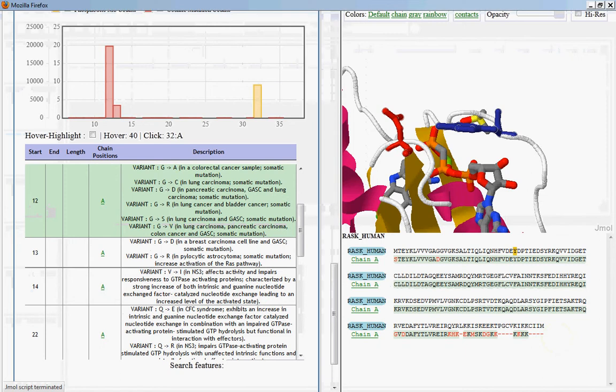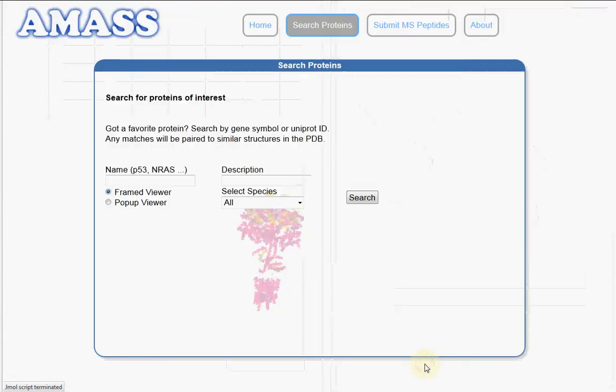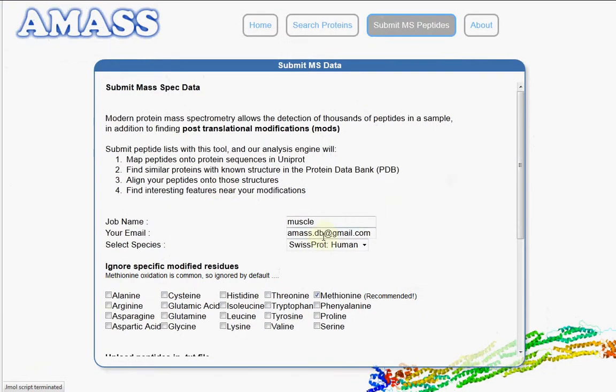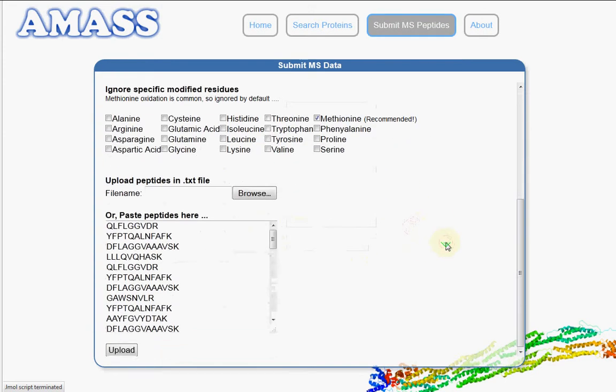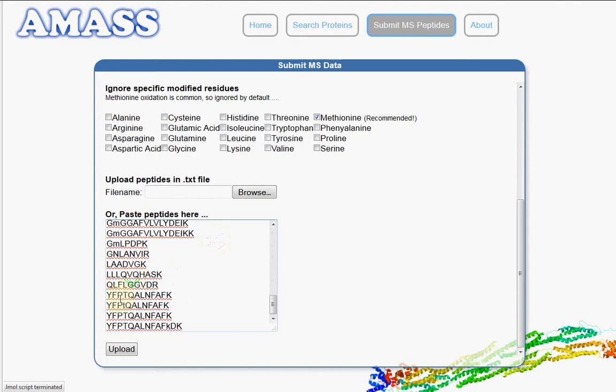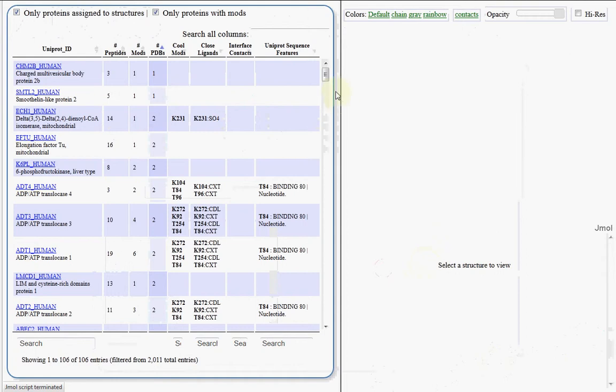Now, with my website, I have an analysis engine right here. If you type in your sample name and your email address and indicate the species that your sample came from, you can upload a mass spectrometry dataset in the form of peptide sequences, where everything is capitalized. However, lowercase amino acids indicate modifications. So for example, that right there would be a phosphothreonine. And you upload the dataset, and about 30 minutes later you get analysis results that look like this.